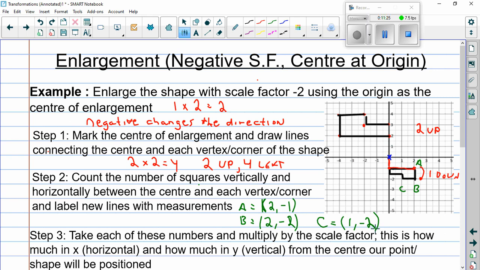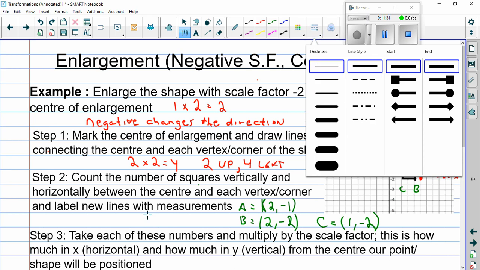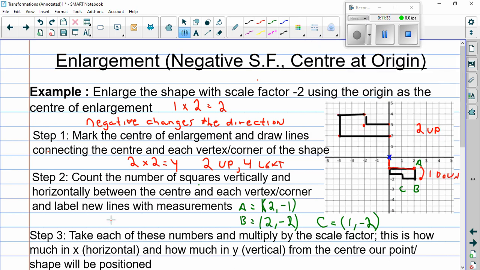So now what we're going to do, and I apologize for the messiness of the page, I'm going to try and do this on the left-hand side here. We're going to take each of these and multiply by -2. So A prime, as I'll call it, should be -4 and 2 when we multiply it.